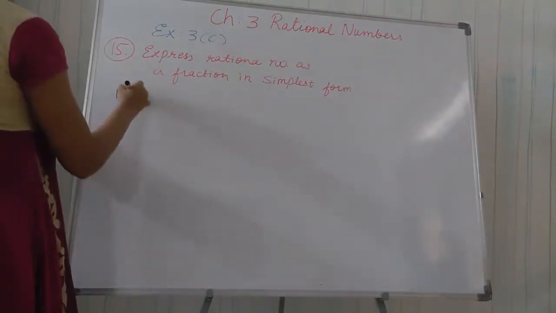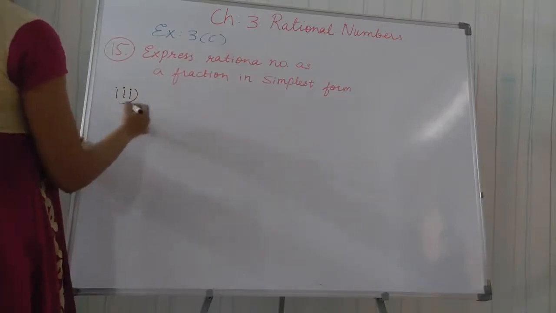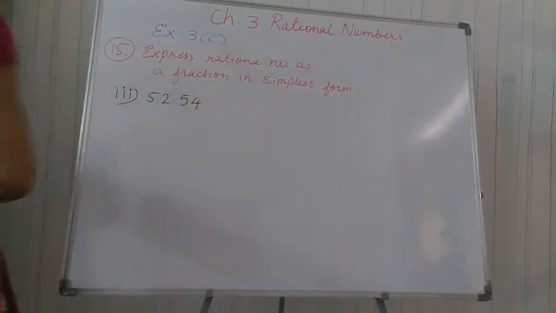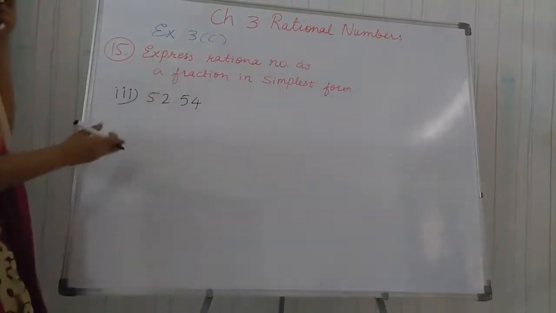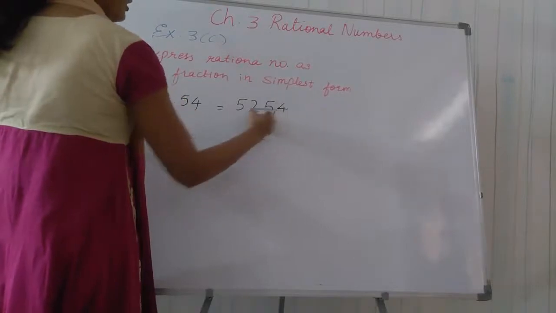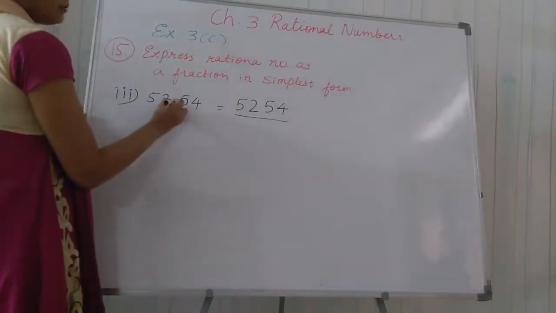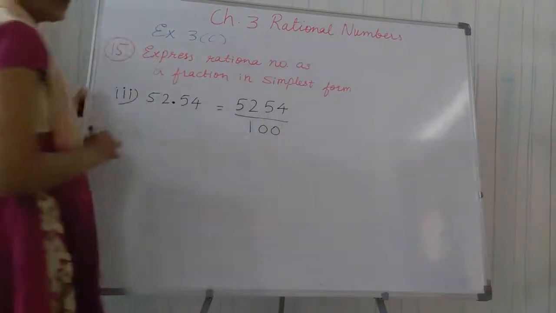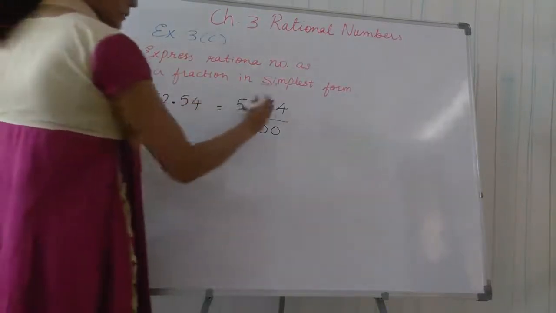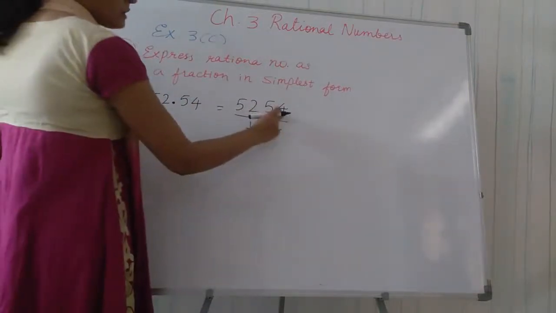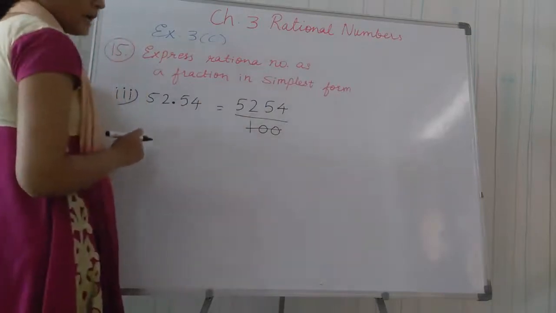So I am taking the last 3 again. So the third one is 52.54. Okay. So how do we convert this decimal number into fraction first? We can write 5254 and after the decimal point 2 digits. So you can write 100 as denominator. Then we can cut upside down. So they both are divisible by 2. Why? Because the last digits are 4 and 0.